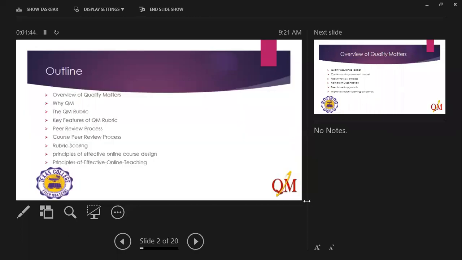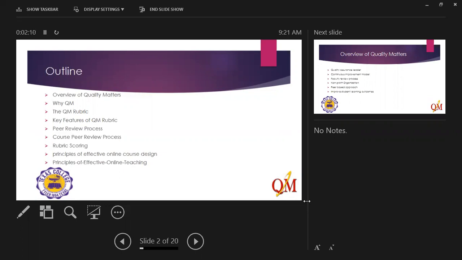Okay, so for today, we're going to have an overview of Quality Matters, and we'll look at the importance, the reason, or the need for Quality Matters. Quality Matters is the rubric, which is the handout you have in hand. When it comes to the rubric, we're going to look at the key features of the QM rubric.